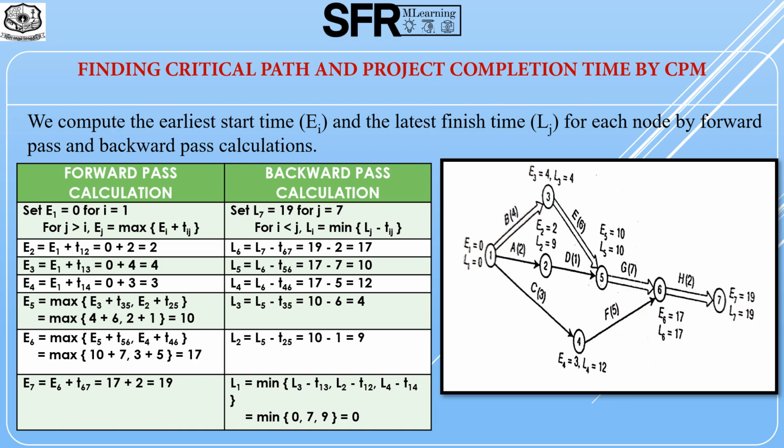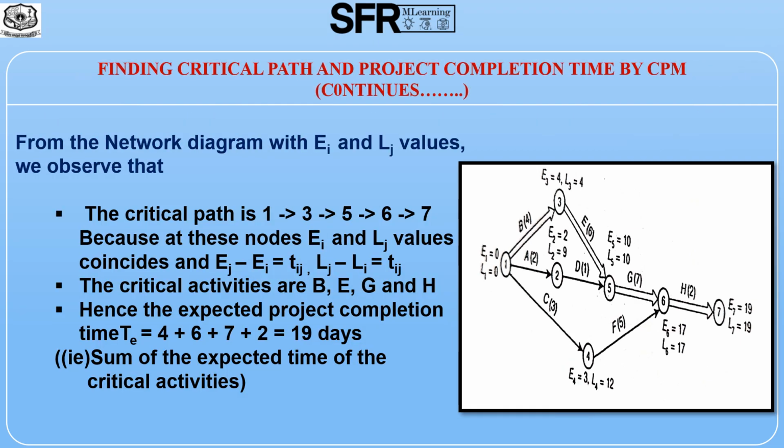Similarly, we find LI by using the formula LI equal to minimum of LJ minus TIJ, from the ending node to the start node. From the network diagram with EI and LJ values, we observe that the critical path is 1 to 3, 3 to 5, 5 to 6 and 6 to 7. That is marked as a double arrow in the network diagram, because at these nodes, EI and LJ values coincide. That means both must be equal.